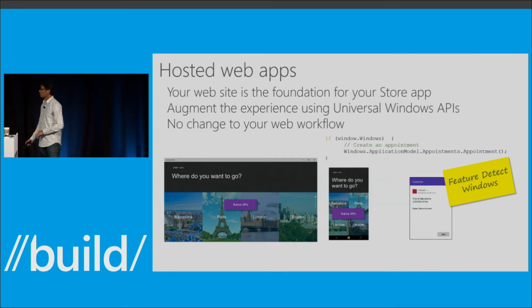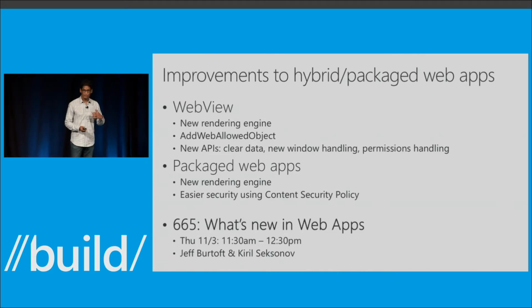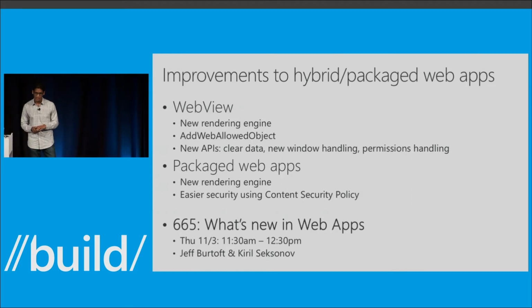So in addition to hosted web apps, we're also improving other types of web apps. We know people use more of the hybrid model where they've got a web view control. So there's a much improved way to call between the code in your control as well as code in your app using add web allowed objects. So no more invoke script async and all of that, as well as some new APIs.